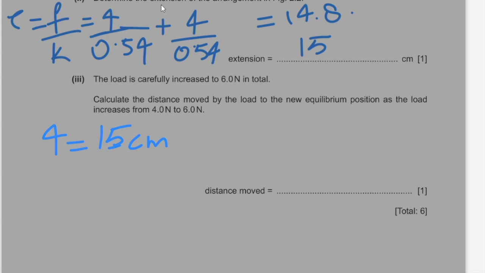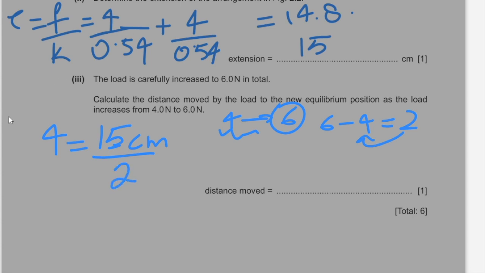And when it increases from 4 to 6, basically it's increasing by half of 4. And that means if you subtract 4 from 6, you're left with 2, which is half of 4, which also means that the extension should be half of that which we had earlier, and that is equal to 7.5 centimeters.